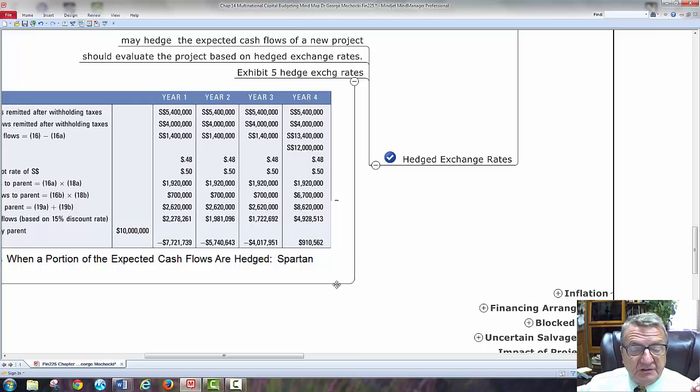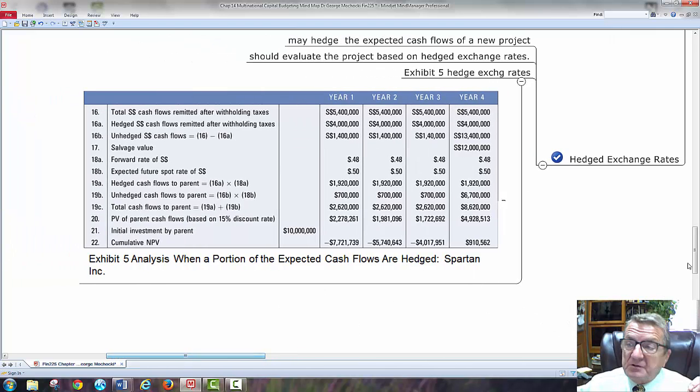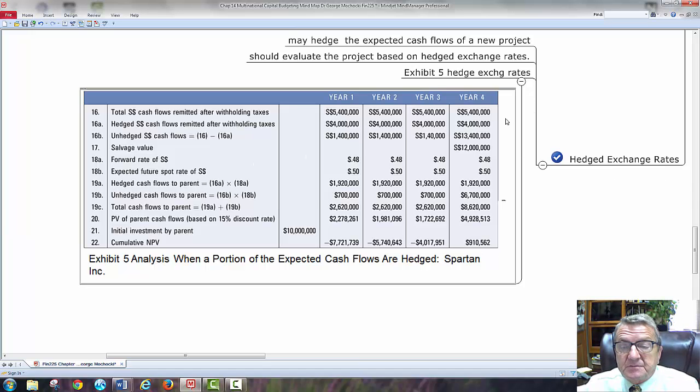And here are some exchange rates for the same thing. So now if I look at the same project we're doing, and I have this on here, look how the numbers have changed. In year 4, it dropped down considerably, right? Analysis when a portion of expected cash flow is hedged. The hedging is I'm just protecting in case it didn't make it there. So if it went the wrong way, I'm always protected.